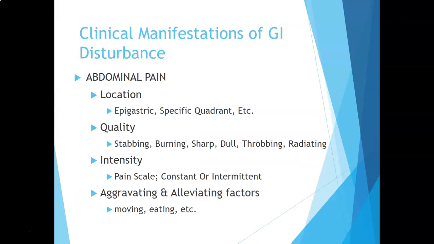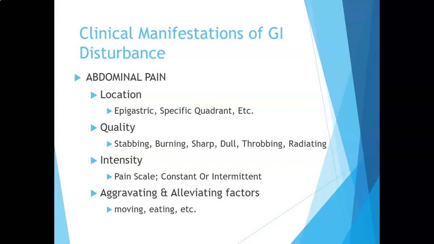So some clinical manifestations of GI disturbance. What does that mean? These are some signs and symptoms you're probably going to be looking for when you're talking to somebody who's coming in with complaints of a GI issue. The first one obviously is abdominal pain. When we're assessing this, we want to make sure that we're asking all the questions we always ask as far as pain. So location. Is it in a specific quadrant? Like right lower quadrant might be indicative of appendicitis. Is it epigastric? Is it more heartburn related? Or could it be a potential rupturing aortic aneurysm?